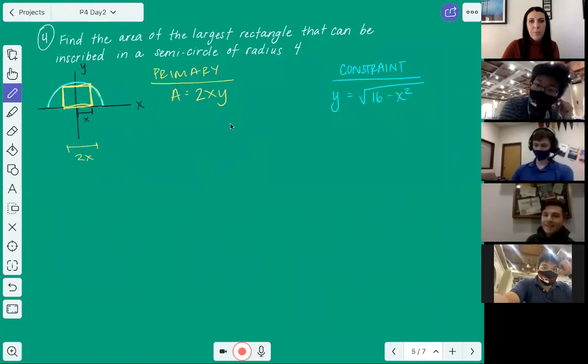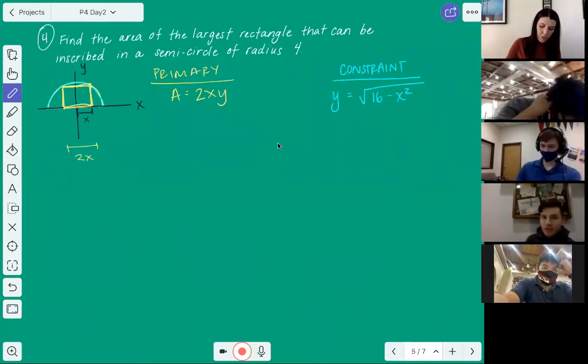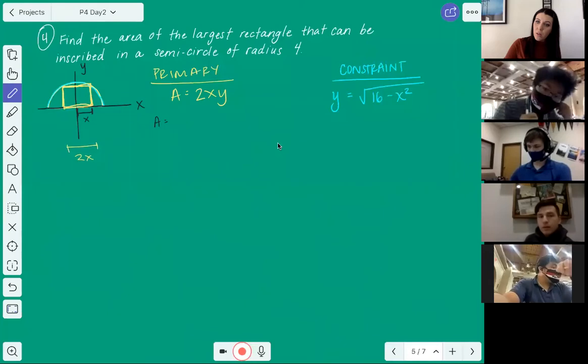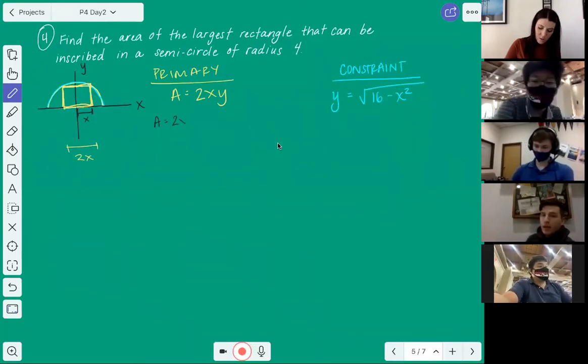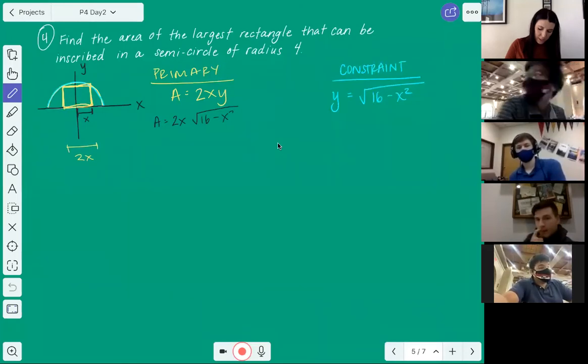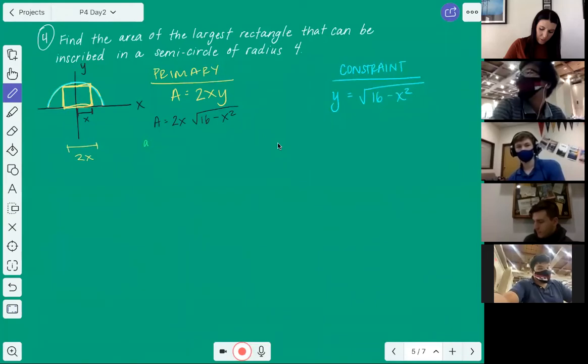Okay. So what'd you do from here? Well, I plugged y into the primary equation. Perfect. So we plugged our constraint into our primary. We get A equals 2x times the square root of 16 minus x squared. And then you're exactly right. We need the product rule since I have multiplication and I want to take a derivative. So we're going to have A prime, B prime.